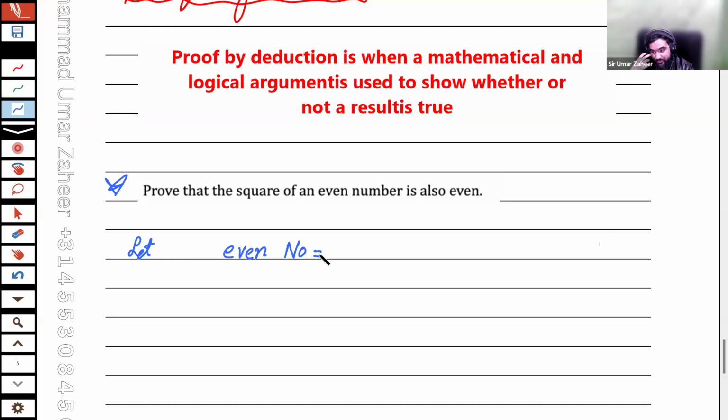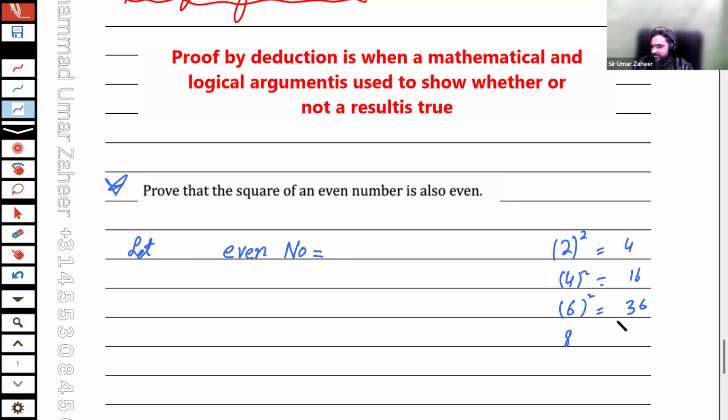But he says that the square of an even number is also even. Means, for example, 2 is an even number, 4 is an even number, 6 is an even number, 8 is an even number. If you take the square of 2, the answer is 4. 4 is also even. Take the square of 4, the answer is 16.